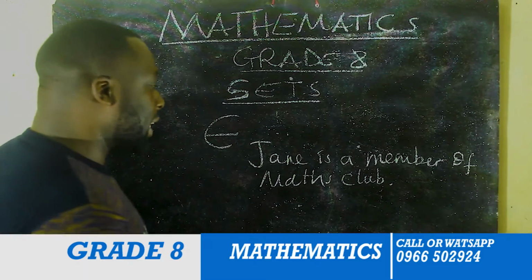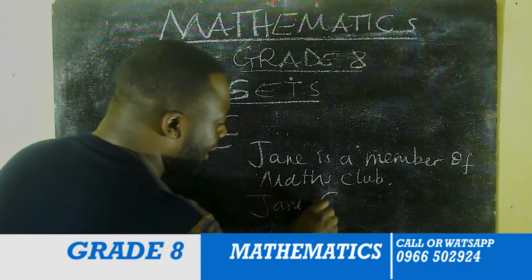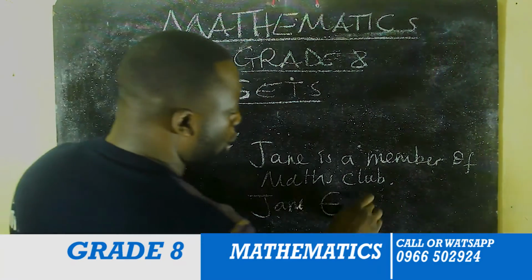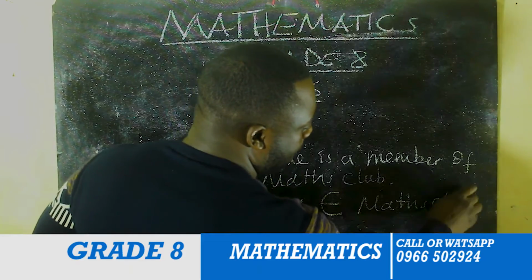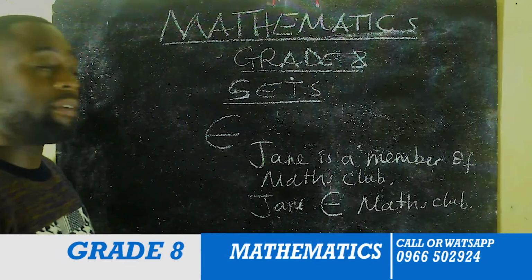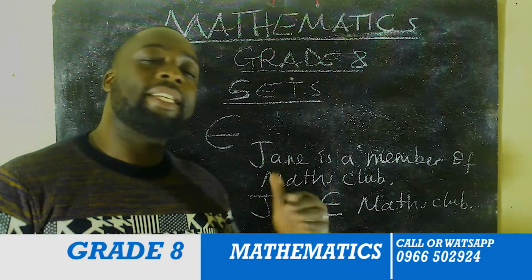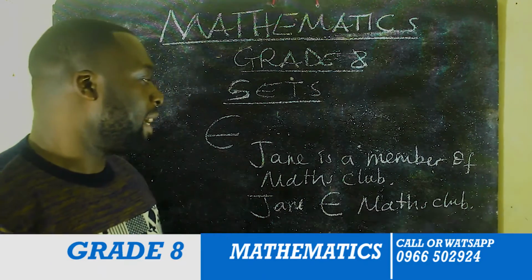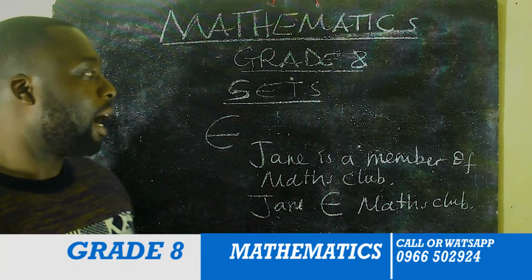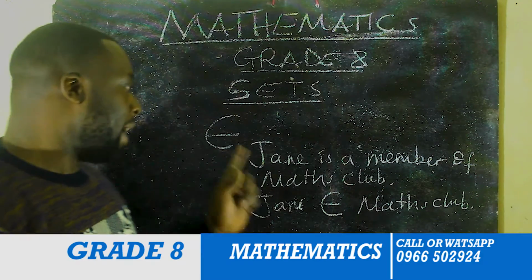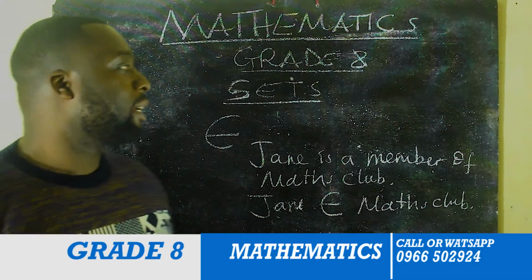So mathematically we can say Jane is a member of maths club. You've seen that. We have represented her membership with a symbol. So we use this symbol to represent member of or elements of a set. Are we together? Let's keep in mind we need this information as we go on and as we interact in this topic, sets.